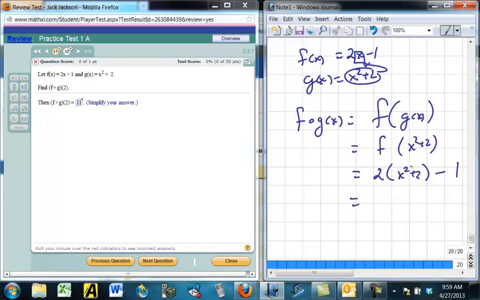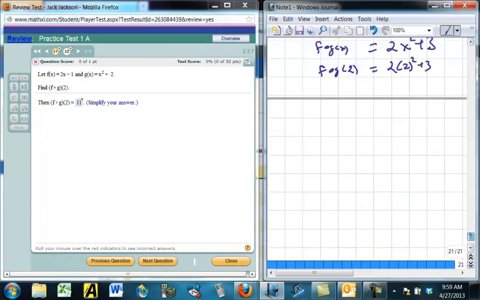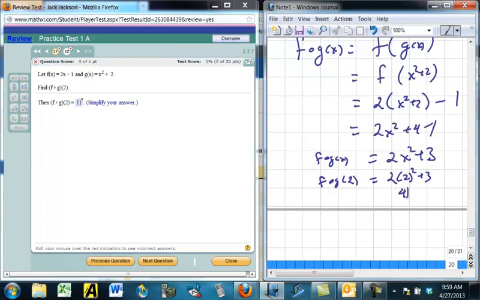We can simplify it. Say 2x squared plus 4 minus 1 is 2x squared plus 3. Okay, there it is in general. And of course, now we can take that formula and do f compose g of 2. So it should be 2 times 2 squared plus 3. So that's 4. 2 times 4 is 8. 8 plus 3 is 11.